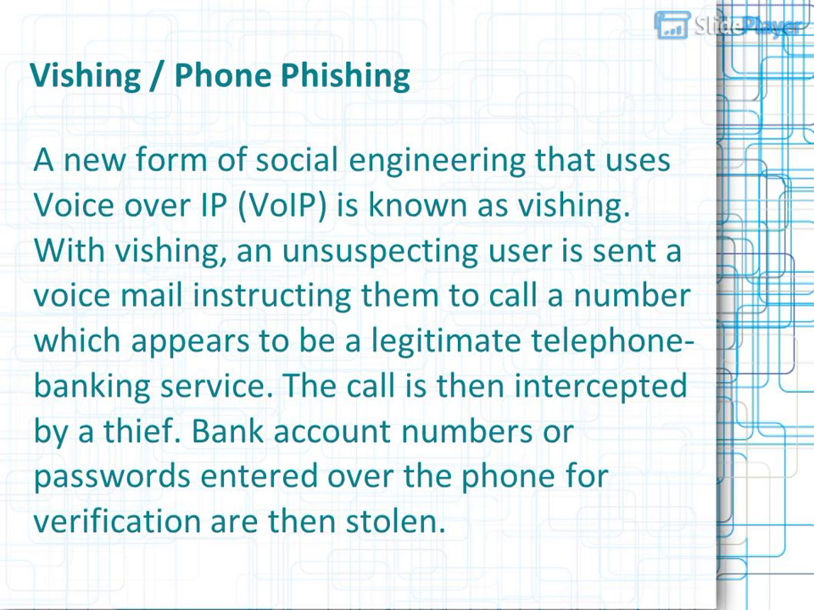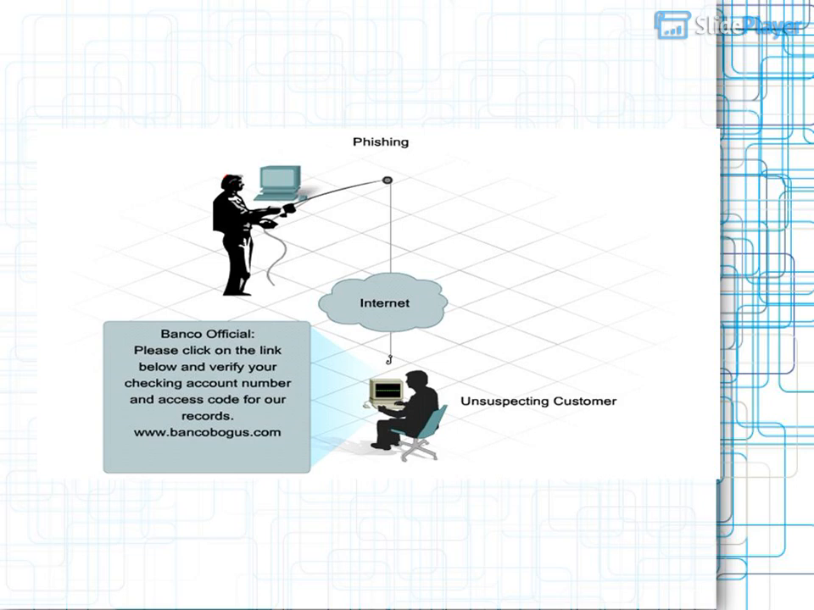Phone phishing. A new form of social engineering that uses voice over IP, VoIP, is known as vishing. With vishing, an unsuspecting user is sent a voicemail instructing them to call a number which appears to be a legitimate telephone banking service. The call is then intercepted by a thief. Bank account numbers or passwords entered over the phone for verification are then stolen.